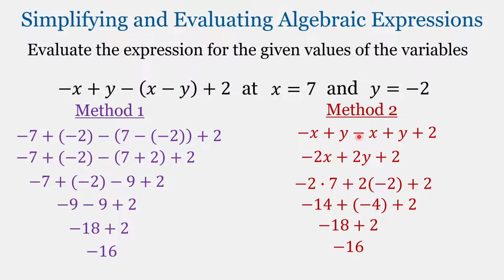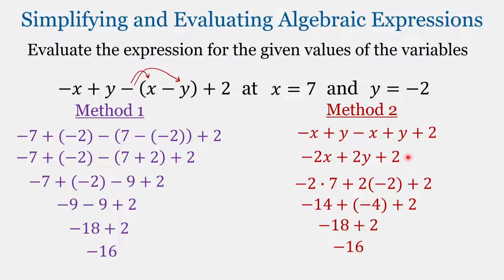Another method, though, is to simplify the expression down first before we actually evaluate. So for this example, the first thing we would do is distribute this -1 to the expression within the parentheses, and that gives us -x plus y minus x plus y plus 2. Then we can combine like terms. We have a -x and a -x, that becomes -2x. Y plus y is 2y, and then the plus 2.